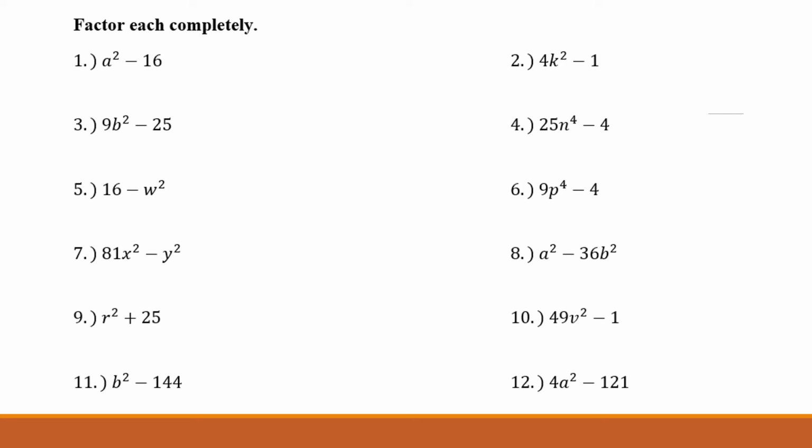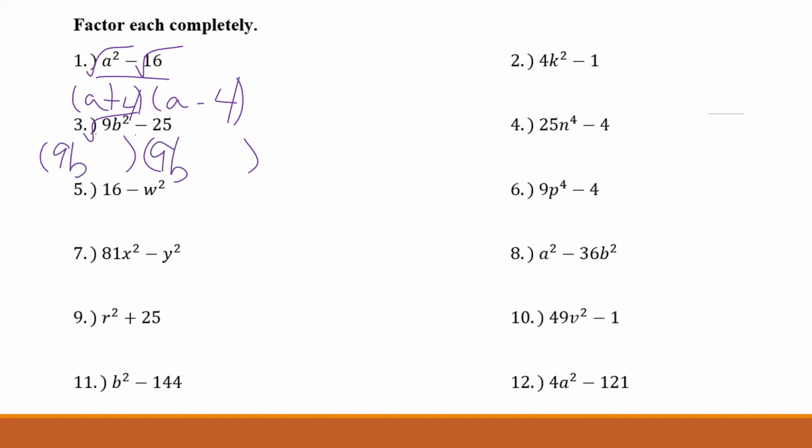Okay, so number 1, again, it's a binomial with subtraction in the middle. So I'm going to set up my 2 parentheses. The square root of a squared is a, and the square root of 16 is 4. And 1 is adding and 1 is subtracting. Okay, number 3 here, it's a binomial with subtraction again, so set up my 2 parentheses. The square root of 9b squared is 9b, so put that in front. And the square root of 25 is 5, so put that in the back. 1 is adding, 1 is subtracting.